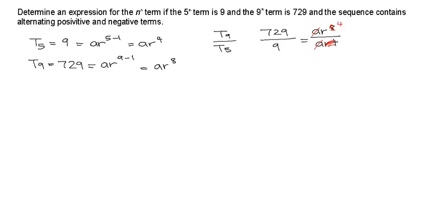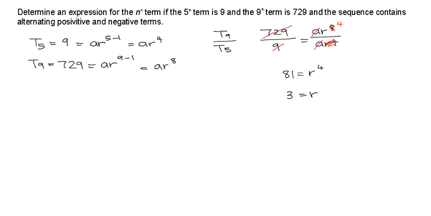Now we're going to take 729 and divide it by 9, and we get 81. 81 is equal to r to the power of 4. All we've done is clean up. Now, you can grab your calculator, plug in the fourth root of 81, and you get r is equal to 3. So 3 to the power of 4 would give you 81. That's what we've literally calculated.